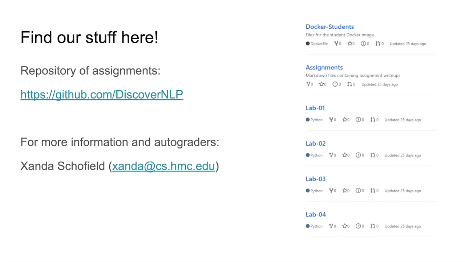We're also happy to share our autograders with other instructors. Those aren't posted publicly since they include sample solutions, so please reach out to Xanda if you'd like to access them.